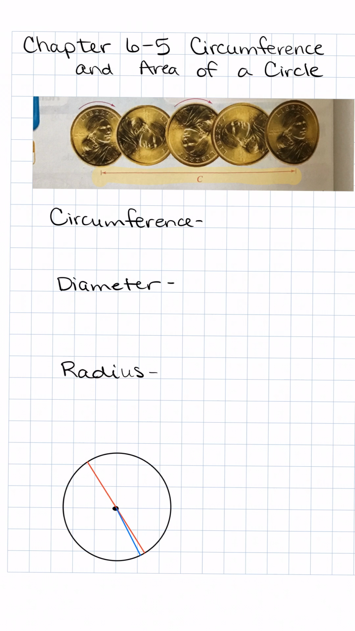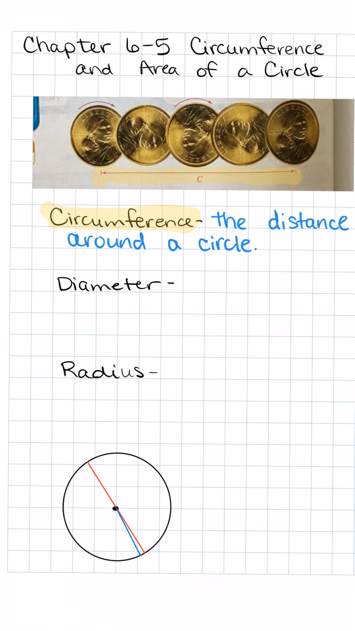So this distance right here, the same distance around the edge of the dollar. The distance is the coin's circumference. Circumference is the distance around a circle. Please write that down. Circumference is the distance around a circle.